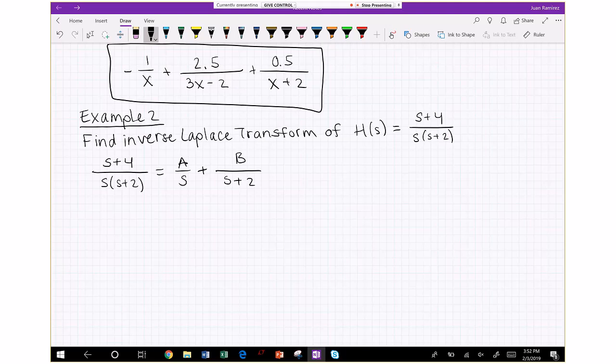Before doing that, we want to find a common denominator. So we set those equal to A times S plus 2 all over S times S plus 2, plus B times S all over S times S plus 2. Now they have the same denominator. The left side is equal to the right side, and the denominators are the same, so the numerators must be equal.